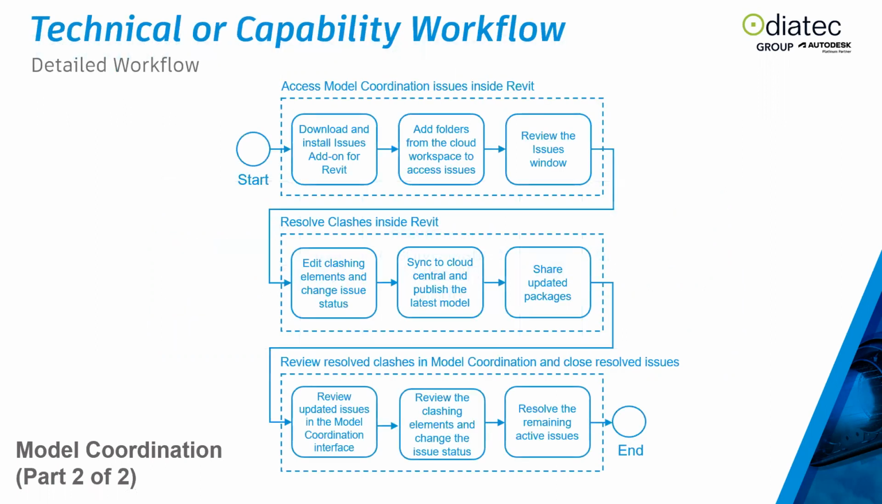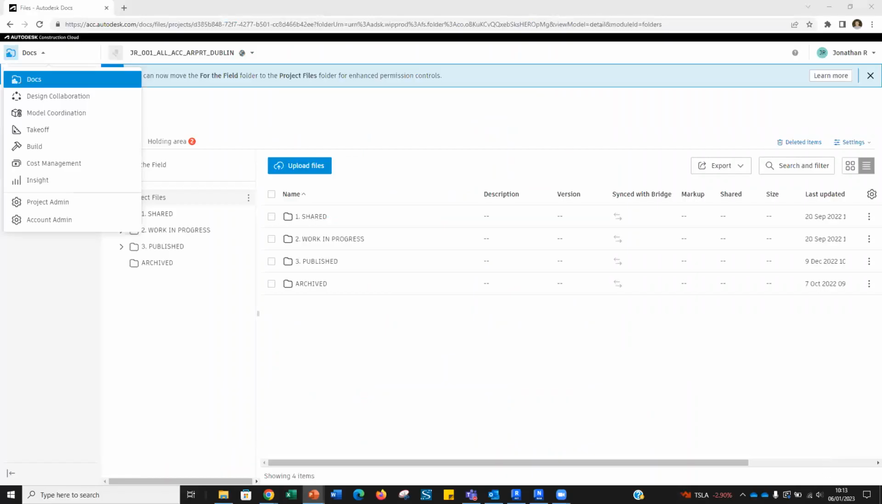Then the workflow that we're going to look at today, which is a different workflow from the last day, is accessing model coordination issues inside Revit. I assume if you're using the latest version of Revit, for example, it typically comes installed with the Revit issues add-on. If it doesn't, it's available in the desktop app, by the way, and I'll just point out where that is. Desktop app.